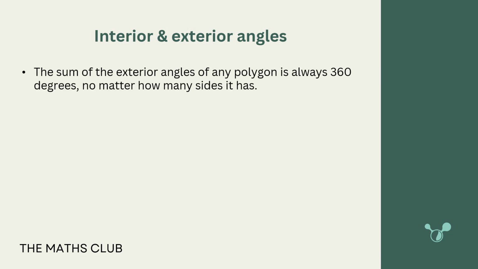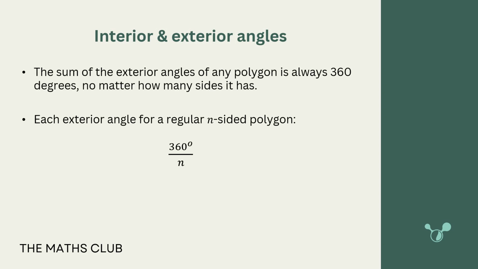So the sum of exterior angles of any polygon is always 360 degrees, no matter how many sides it has. Right. So if you look at it, we'll see a question like that. If you are going around the exterior angles of any polygon, the sum of angles is always 360. That's something that you need to keep in mind.